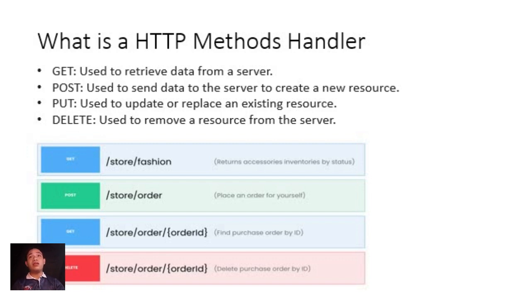The delete method is as straightforward as it sounds. It is used to remove something from a server. Maybe you're deleting a post, removing a product from your cart, or removing an account. Delete sends a request to the server to remove those specific resources. So that's what an HTTP method handler is: get, post, put, and delete.